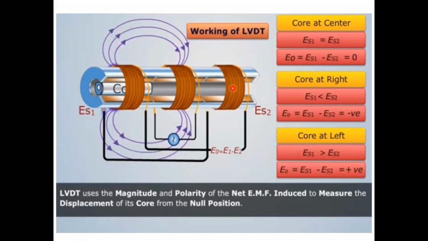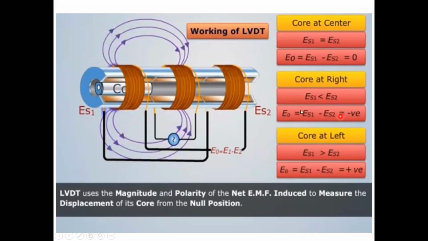That means more EMF is induced in the secondary winding S2 when compared with the EMF induced in S1. That means here in this case, ES2 is more than ES1. Automatically, the net EMF produced becomes negative.